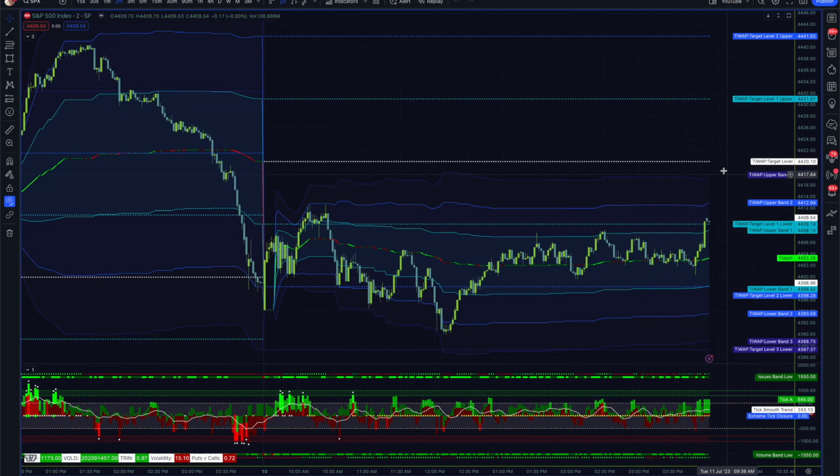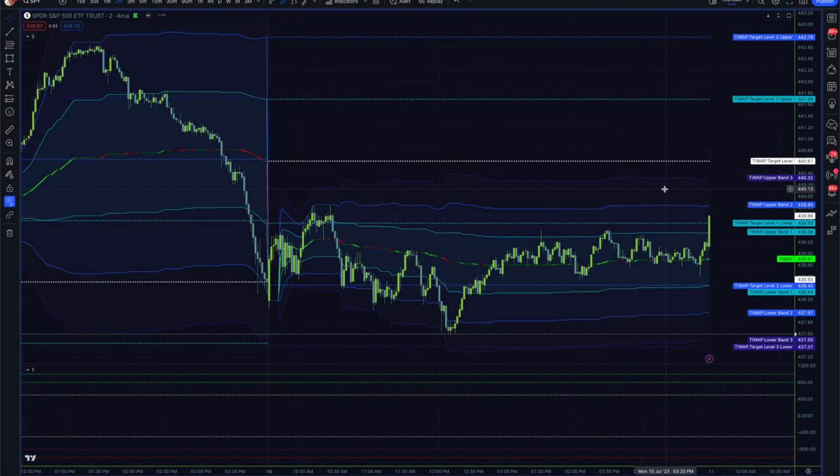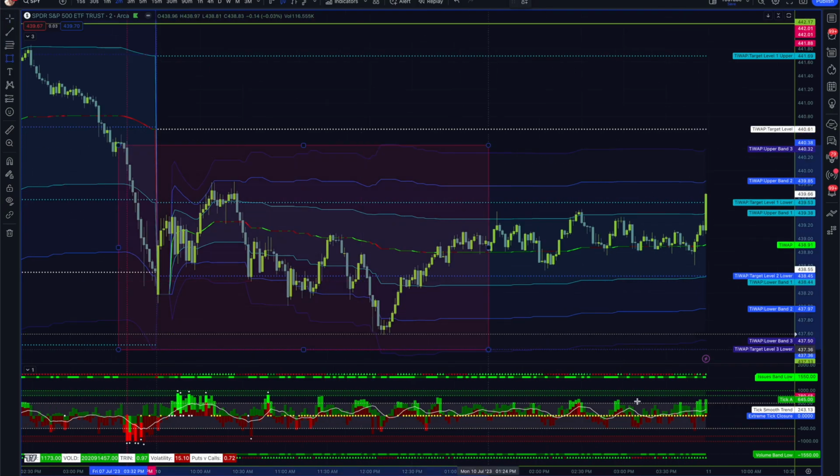I really had hoped to see them reclaim the previous day's TWAP level. I just realized I'm on SPX. It doesn't really matter. It's basically the exact same thing, but I was expecting us, hoping that we would see some 446 action. We just couldn't do it. So we have this range here. That's basically what we were stuck in today. We could not clear that.